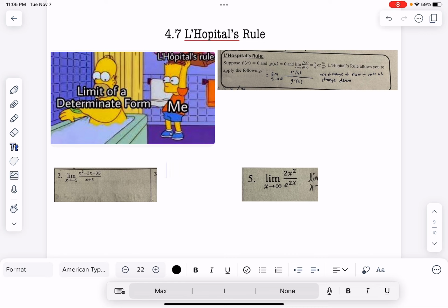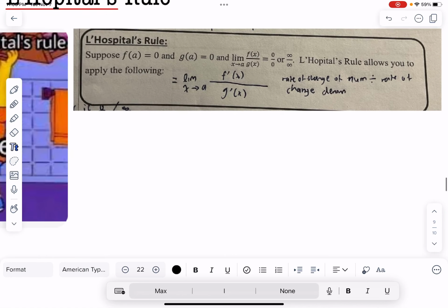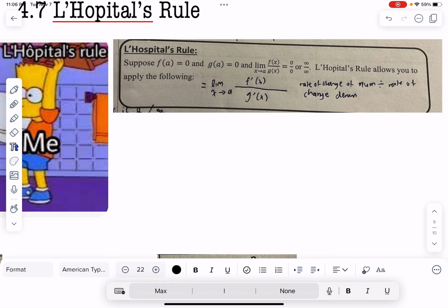Just Miss Jensen. We're on 4.7, L'Hopital's rule. How you say this guy's name, we don't really know. But look, I found this cute little thing about the limit of a determinate form and L'Hopital's. I think it's cute. Anyways, I really enjoy L'Hopital's rule, actually. I think it's quite entertaining. So, yeah, let's get into it.